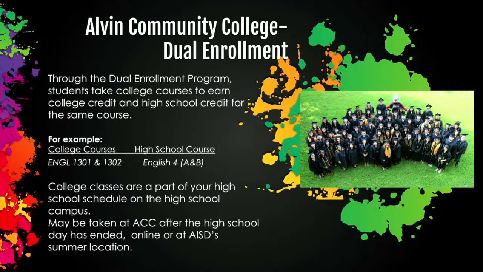So in addition to advanced academics, we have dual enrollment, which is given through Alvin Community College. Through the dual enrollment program, students take college courses to earn college credit and high school credit for the same course. So college classes are a part of your high school schedule on the high school campus. We have Alvin Community College professors who come here generally to teach those classes. They may be taken at ACC after the high school day has ended. They may take them online, and they are also offered during summer school at a summer location.